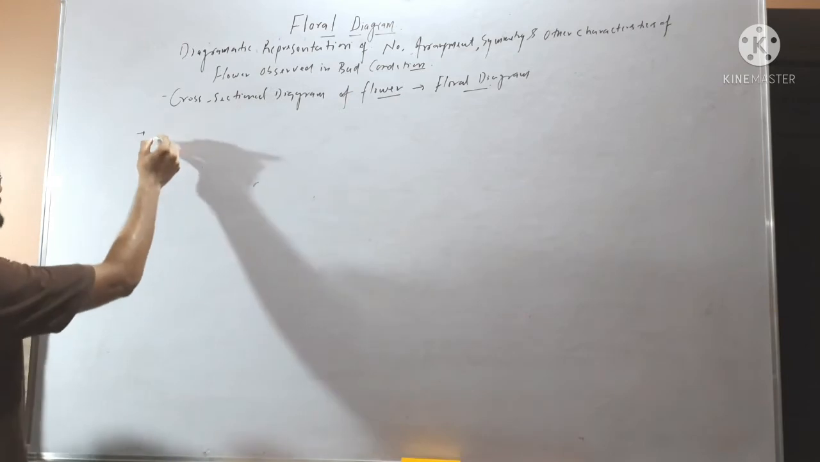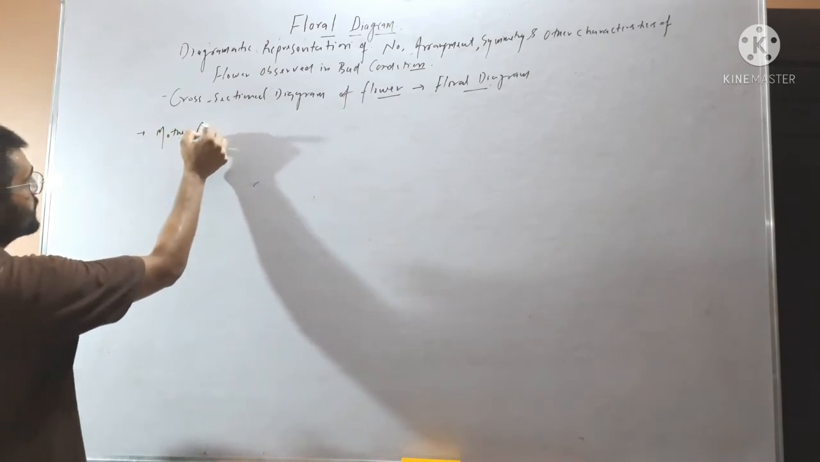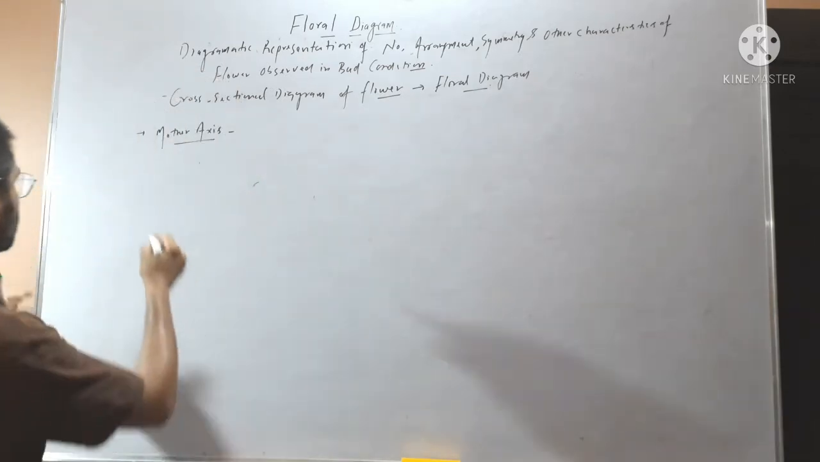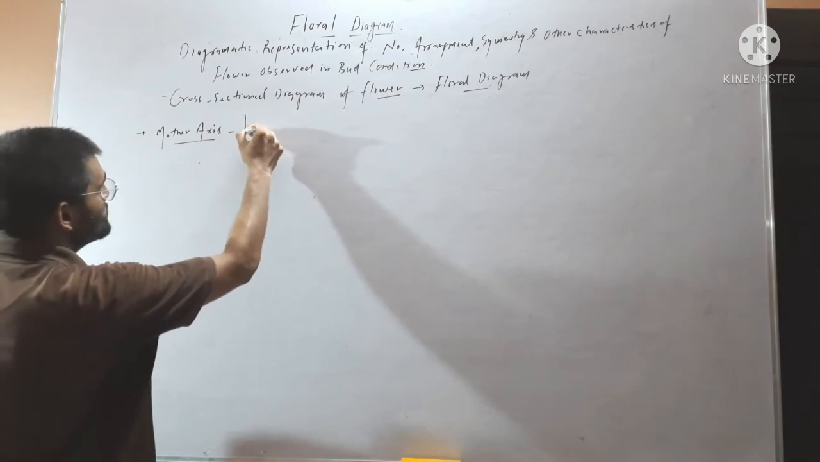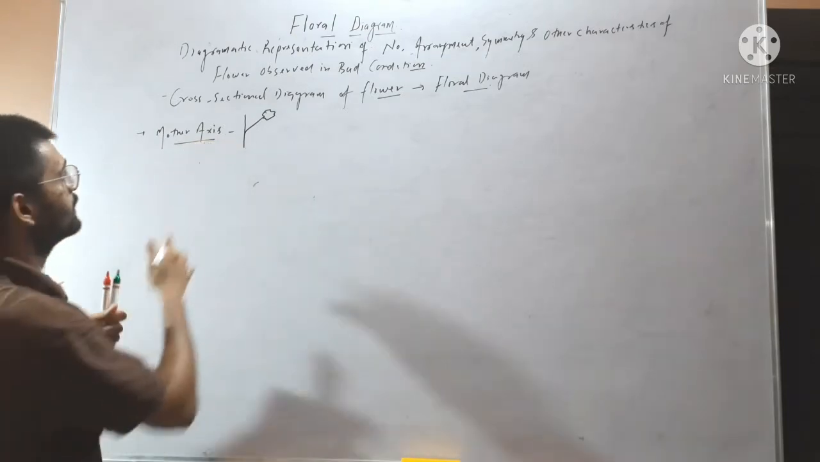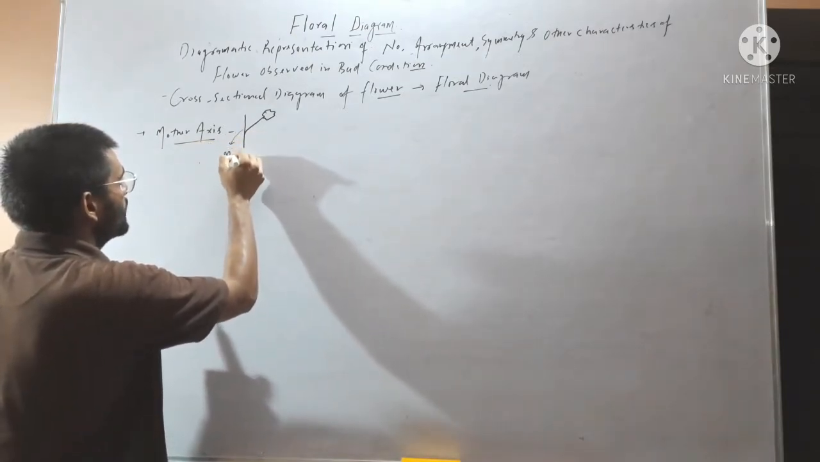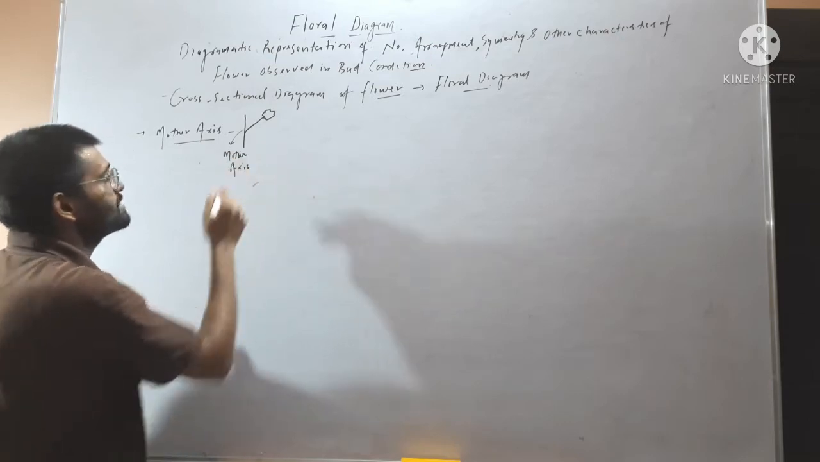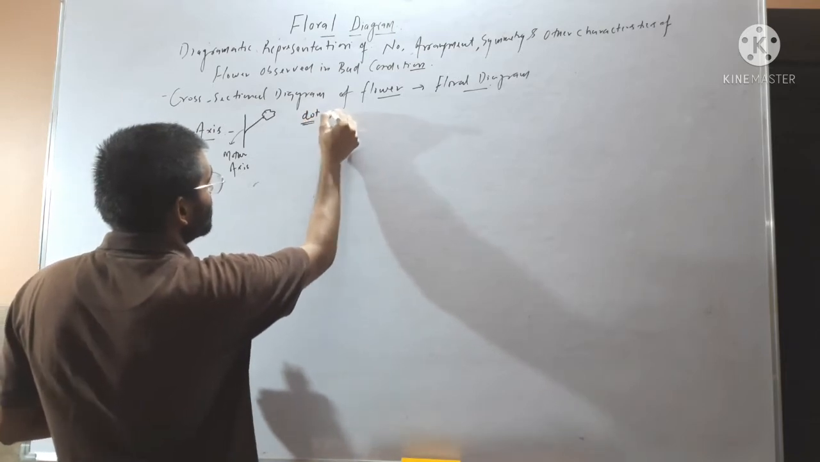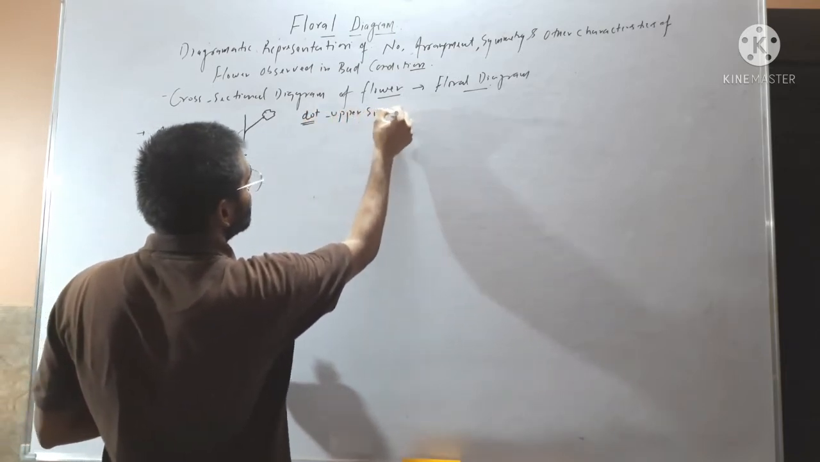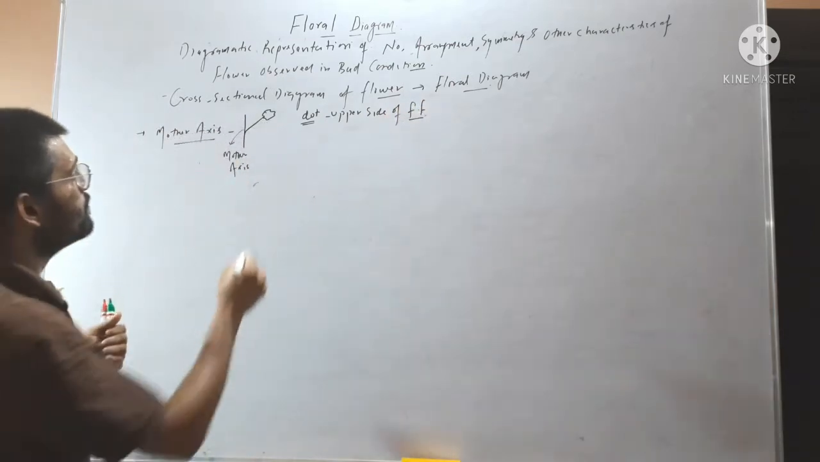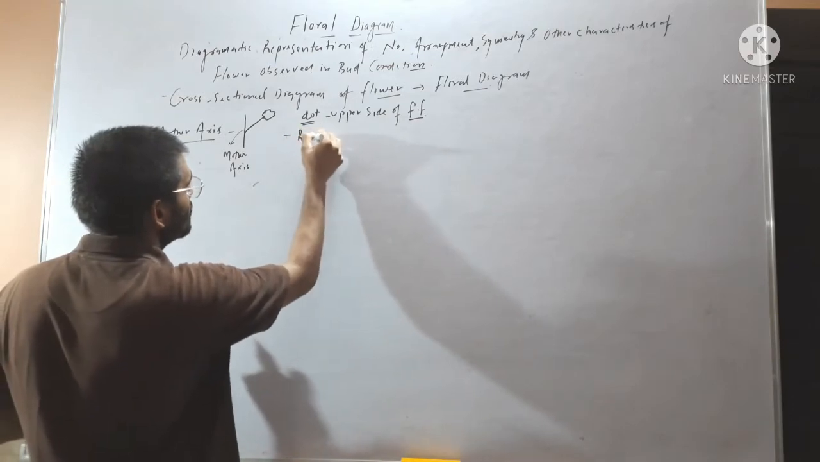So first of all, mother axis. Mother axis is the axis on which the flower is attached. If this is a branch and from this branch the flower arises, then this branch will be called the mother axis. The mother axis is represented by a dot at the upper side of the floral diagram. This dot may be round.